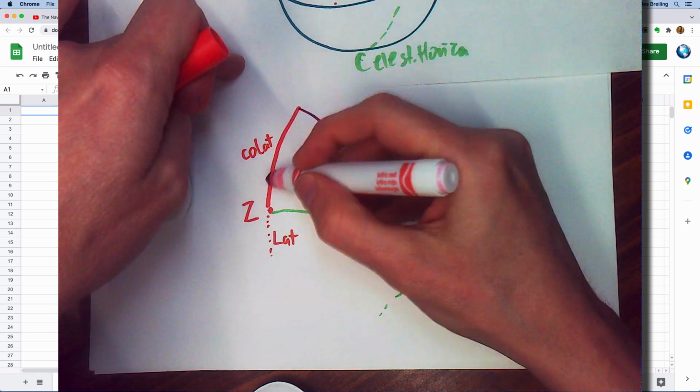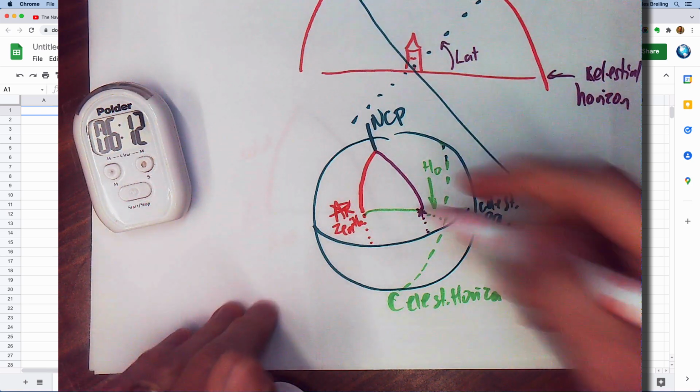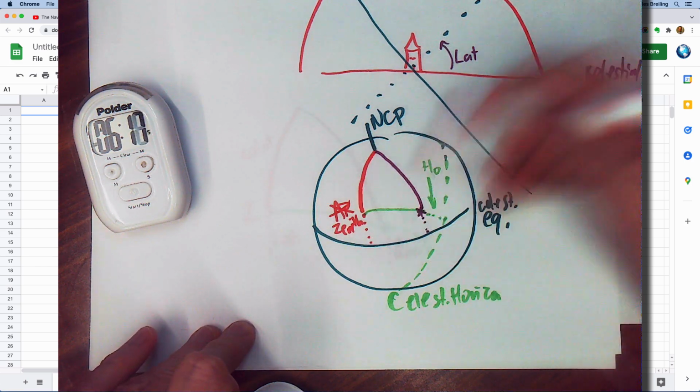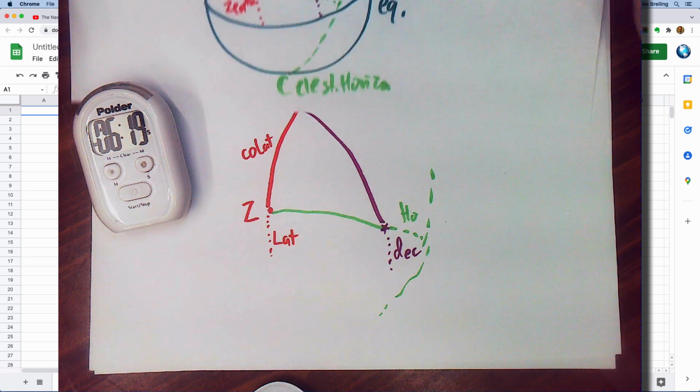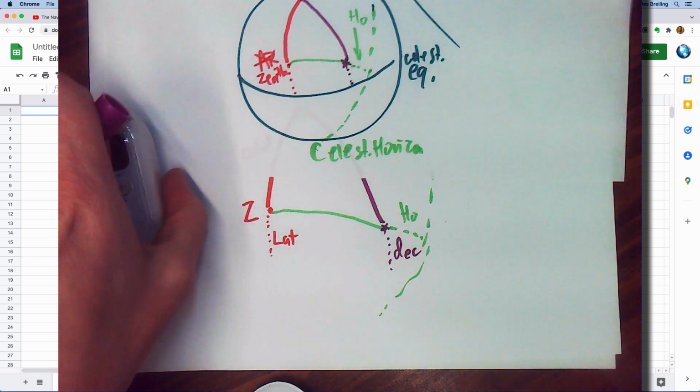C-O-L-A-T. So because latitude plus CoLat equals 90 degrees. Because again, where did we get this? We got it from the celestial equator to the north celestial pole, which is a 90 degree difference. Next, in purple, we've got our declination.